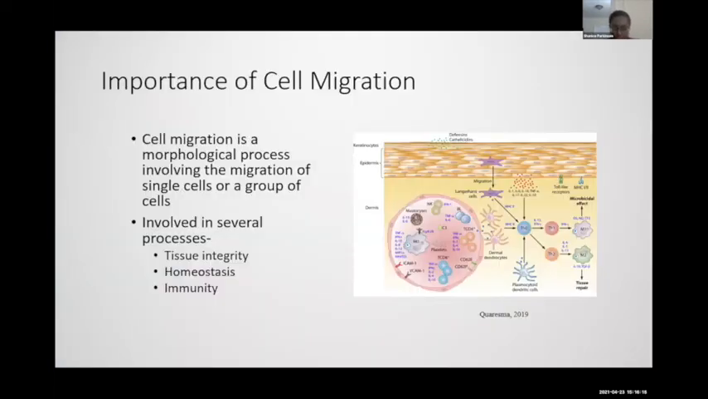Furthermore, cell migration plays key roles in the morphological process of many single and multicellular organisms with the aid of encoded genes and proteins. And what we wanted to do was find genes that potentially play a role in cell migration.